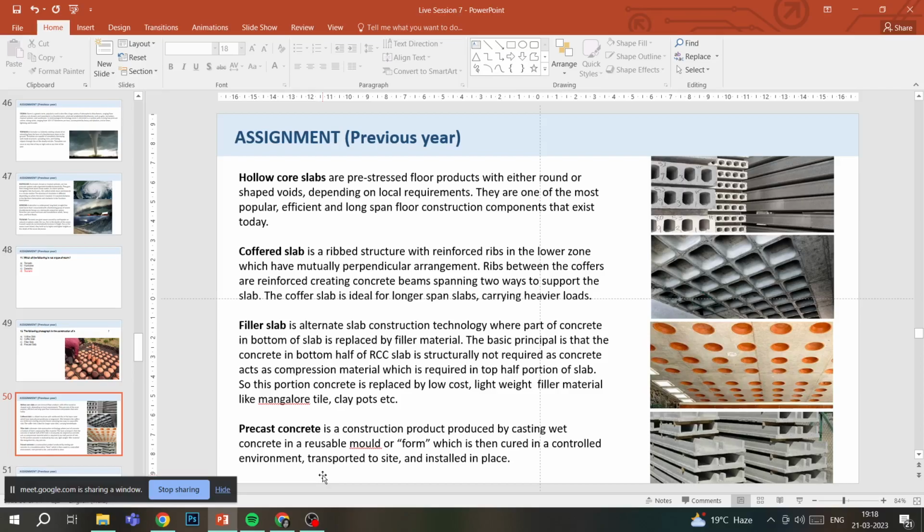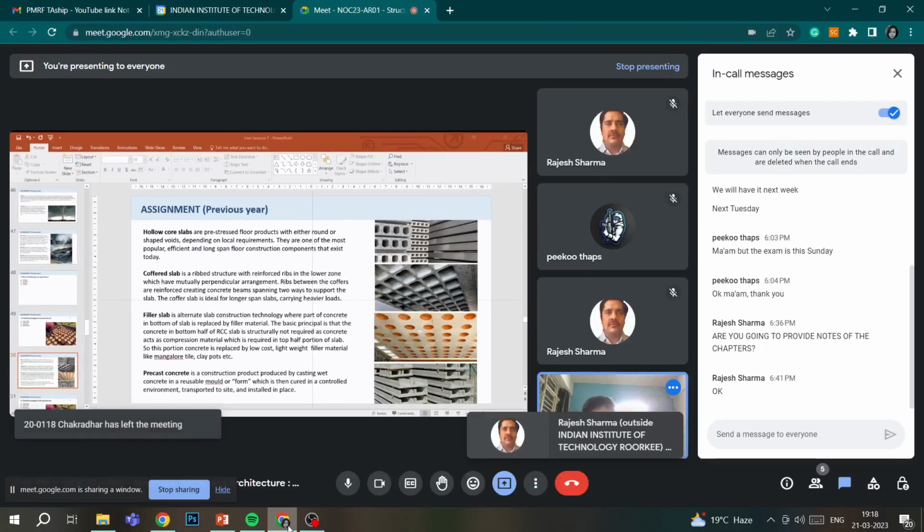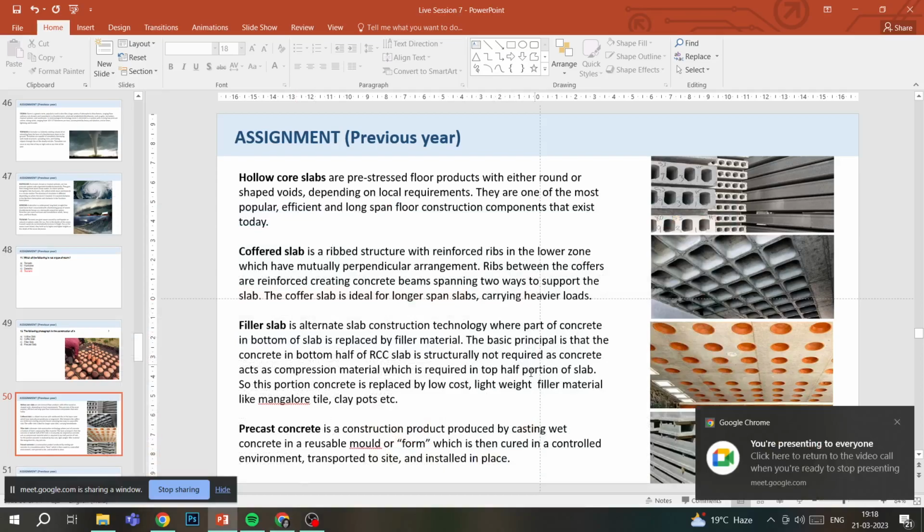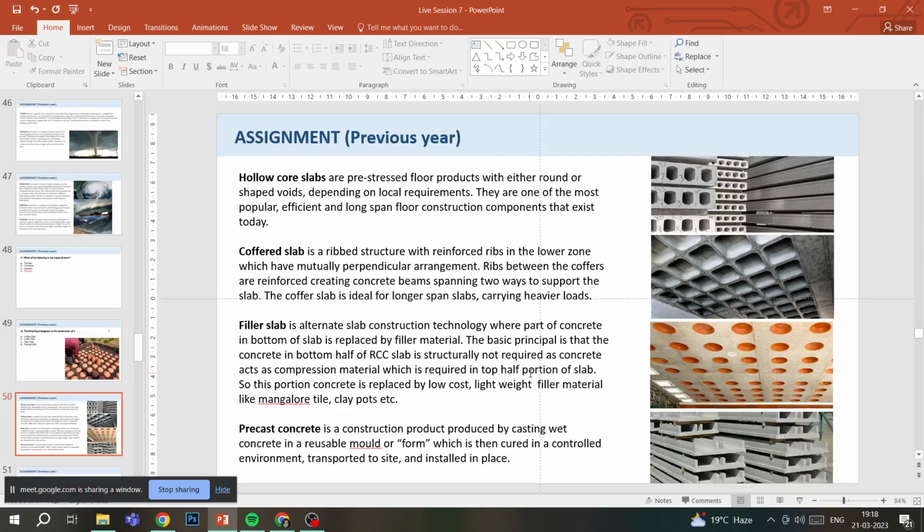Then precast concrete slab. A precast concrete slab is a construction product produced by casting wet concrete in a reusable mold or form, which is then cured in a controlled environment, transported to site and installed in place.